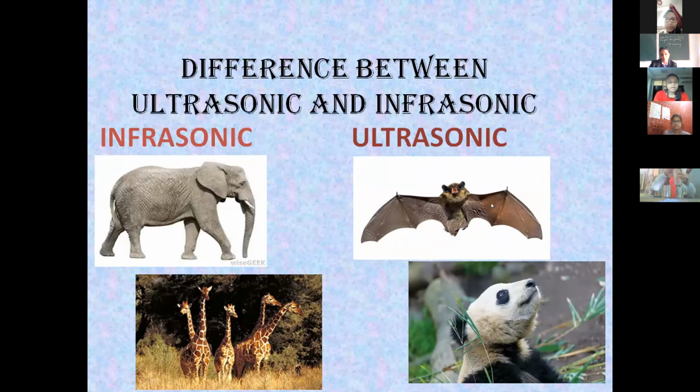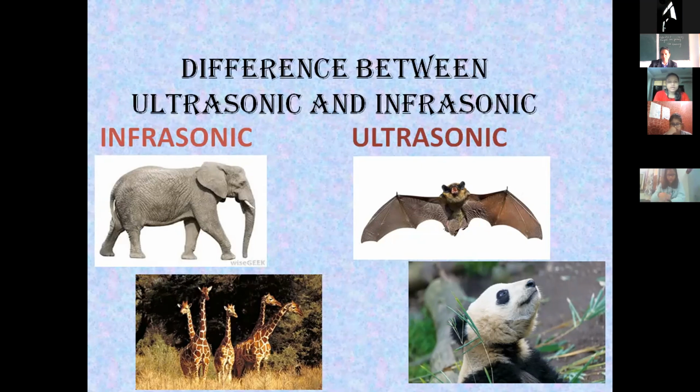Next is the difference between infrasonic and ultrasonic. Infrasonic sounds are those which include sound of frequency below 20 hertz. These sounds are produced by objects vibrating very slowly. Infrasonic waves are from 10 hertz to 18 hertz. Sources are elephants, volcanoes, earthquakes, etc.